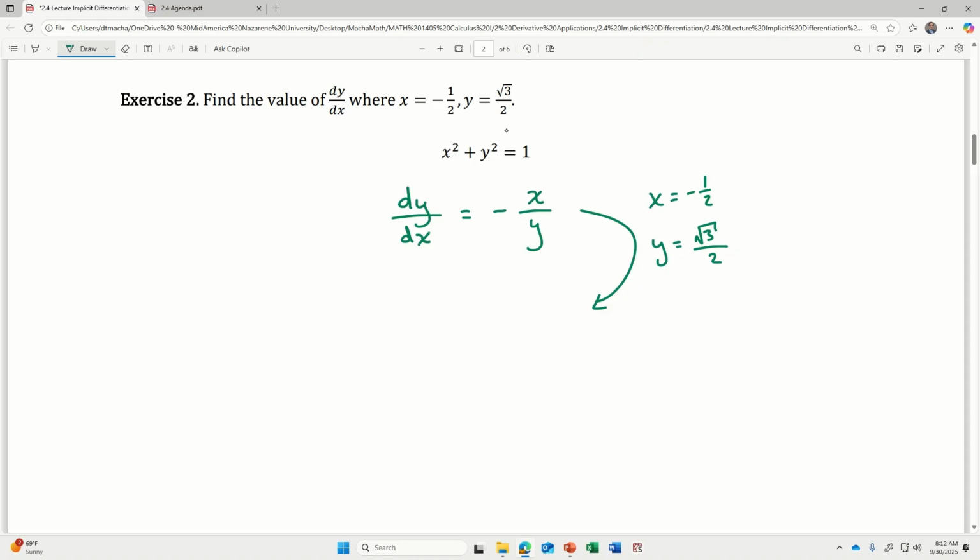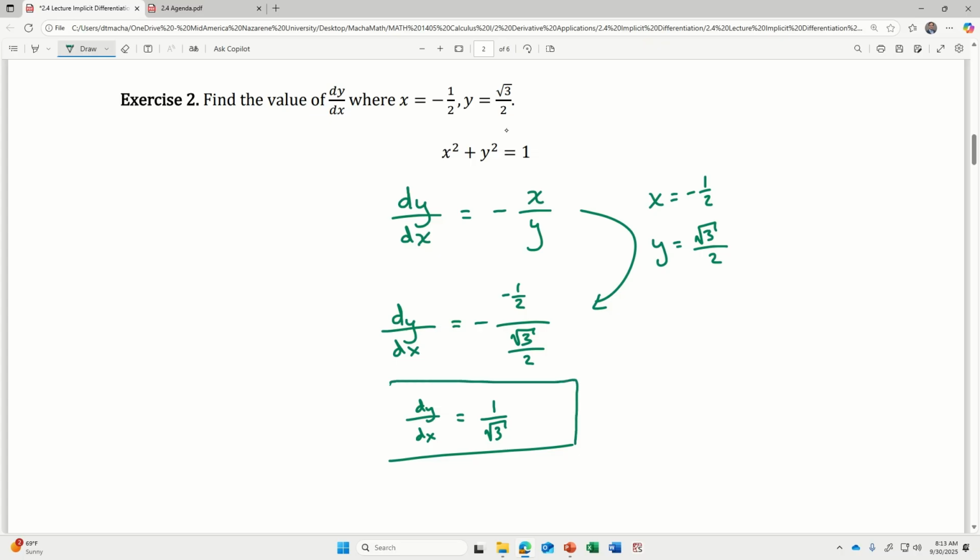then now we're talking about the derivative here being -1/2 over square root 3/2. Two negatives make a positive, and so that's positive 1 over the square root of 3 for my derivative. You could also write square root 3/3 if you really want to, but you don't have to.